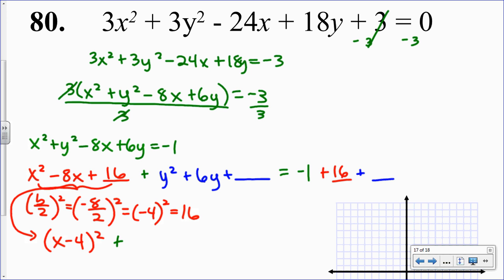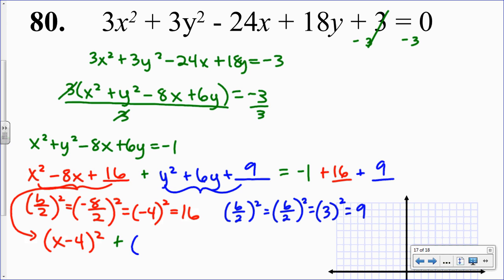Now we complete the square on y. So we're looking at blue now. So b over 2 squared. What's the b for y? 6. And 3 squared is 9. So I have to add 9 to the left and right. Okay, so then this factors to y plus 3, the number before you square it.